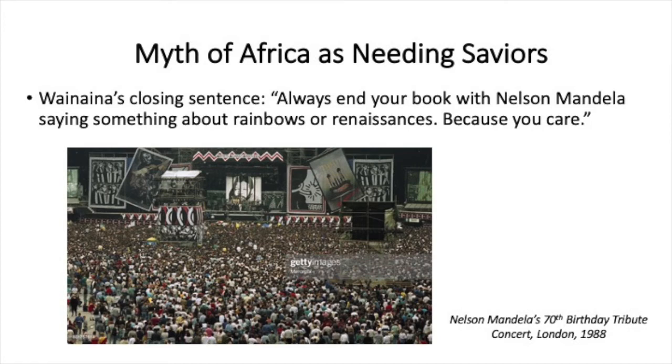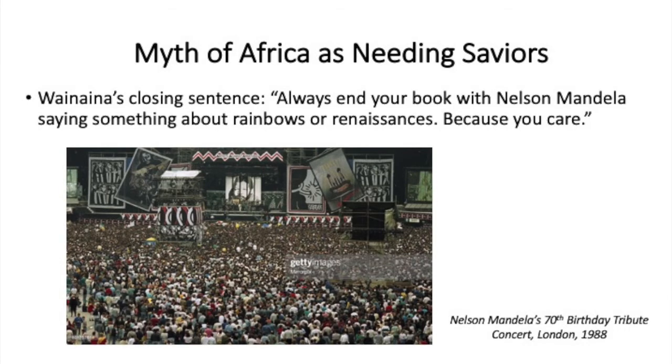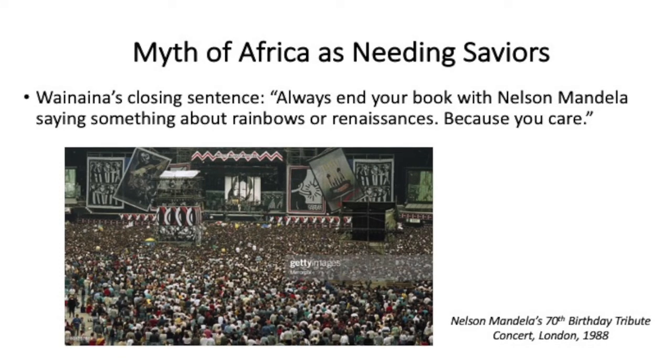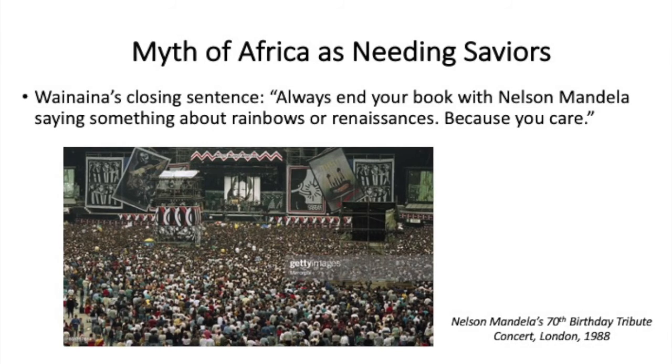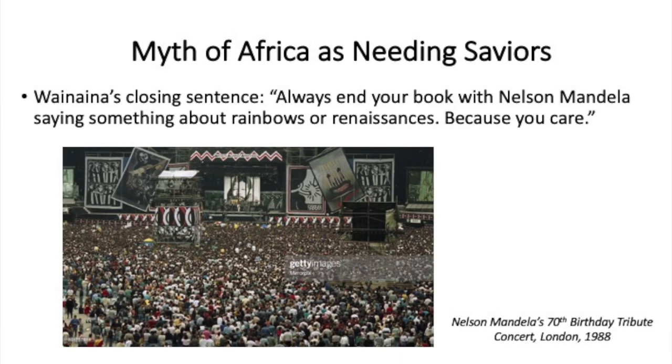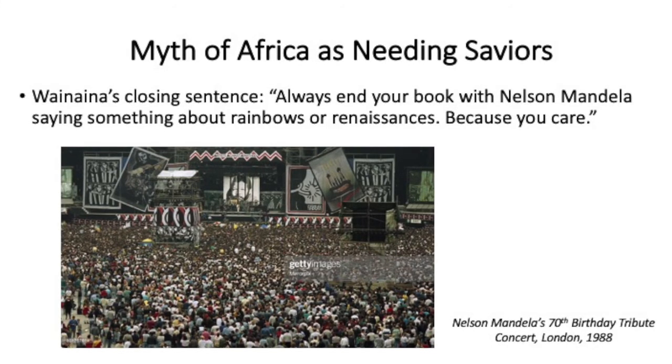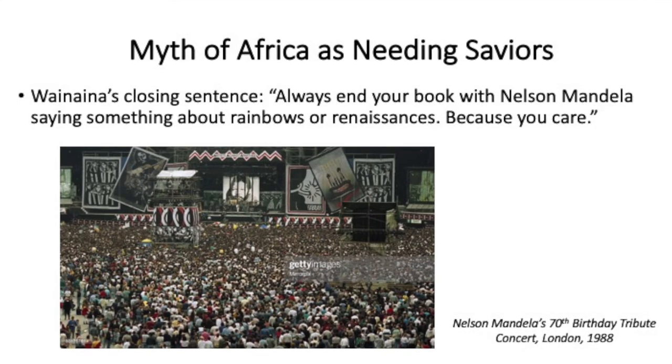So, finally, Wainaina's short, hard-hitting 4-page essay closes with this sentence: always end your book with Nelson Mandela saying something about rainbows or renaissances, because you care. And this, because you care, is particularly hard-hitting in this essay, as he really attacks self-styled liberals, saviors, that, quote unquote, are people who see themselves as trying to uplift Africans. They're sort of the inheritors of the 19th century missionary tradition. But it's interesting here that he also invokes Nelson Mandela.